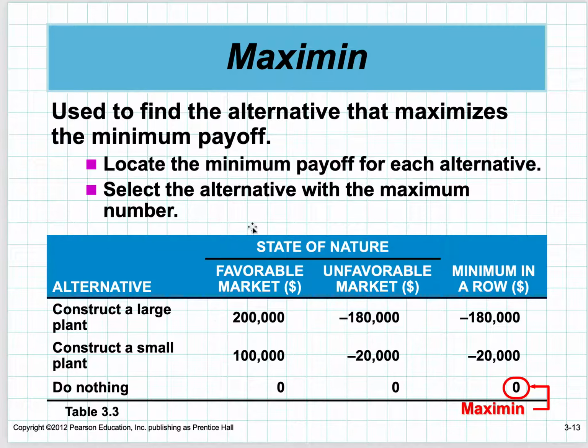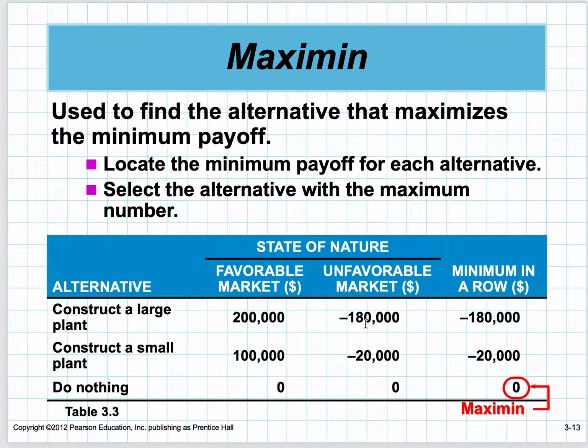Well, what's the minimum number here? It's a 0. That's what I want to do. So you pick the minimum in each row, minus 180, minus 20, 0, and you pick the maximum of those minimums. Well, at least everything else is a loss. At least 0 is break even. I haven't lost or gained anything. I'm going to pick that. So the risk-averse person is going to do nothing.